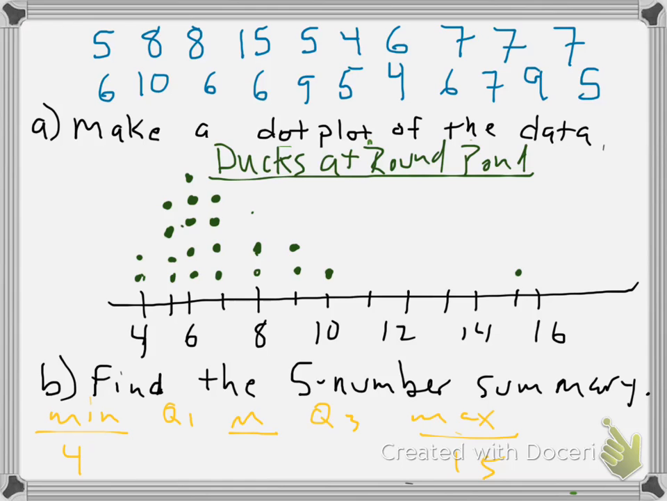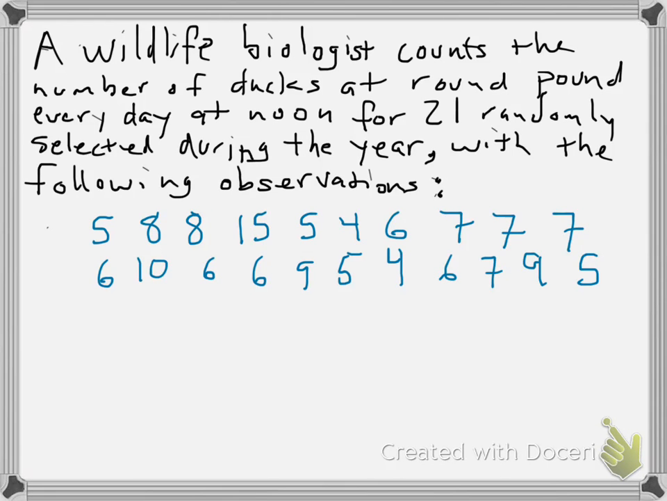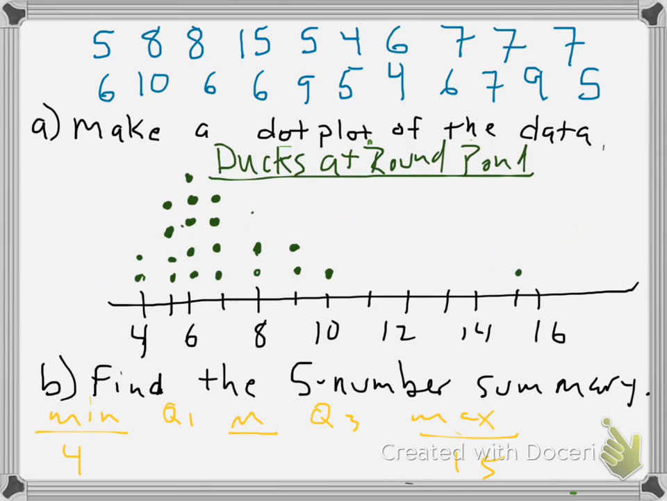We were given in the problem how many days? It said 21 randomly selected days, so I'm going to take it on face value and assume there's 21 numbers in there, which means the median should be in what spot in order? If I put all 21 numbers in order, what spot should the median be in? And in case you forget, we add 1 to 21 to get 22 and divide that in half, so that's 11, so it's going to be in the 11th spot.